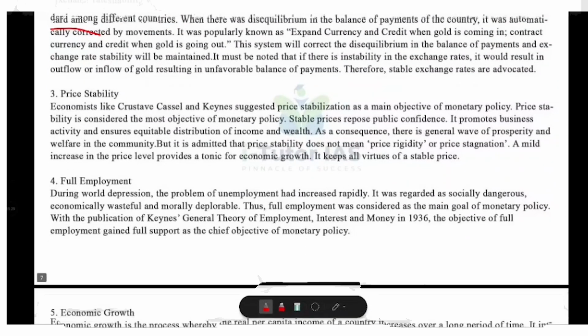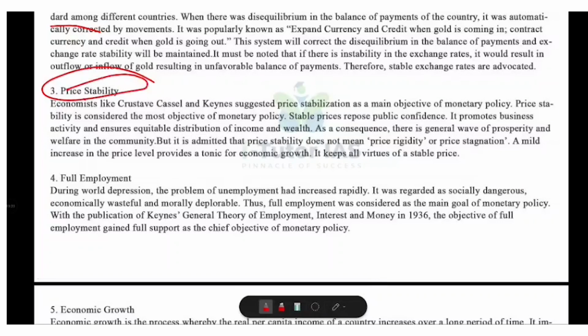Okay. Then next one, price stability. Next we have price stability, which is one of the most important goals of monetary system. Economists like Cassel and Keynes, they strongly supported this idea. Price stability means keeping prices steady, not allowing them to rise too fast like inflation or fall too much like deflation.